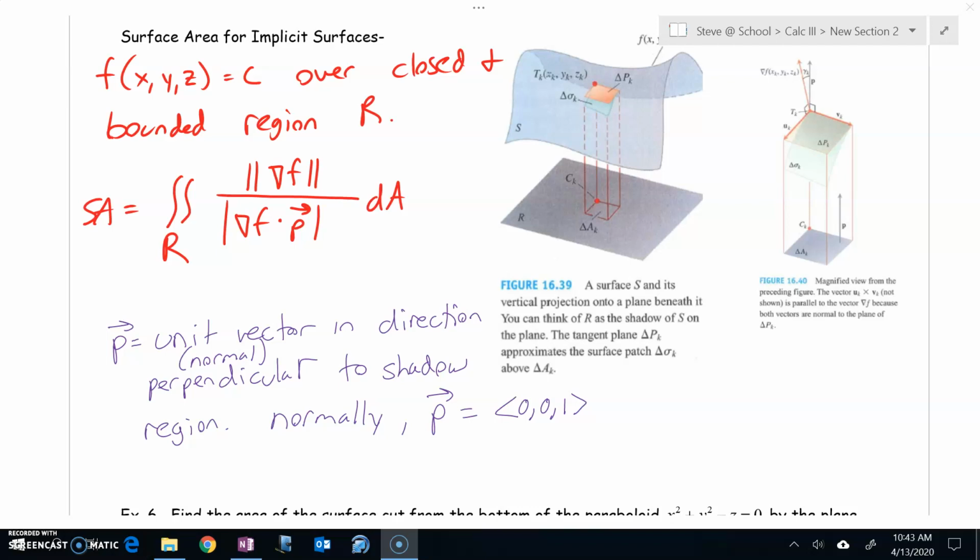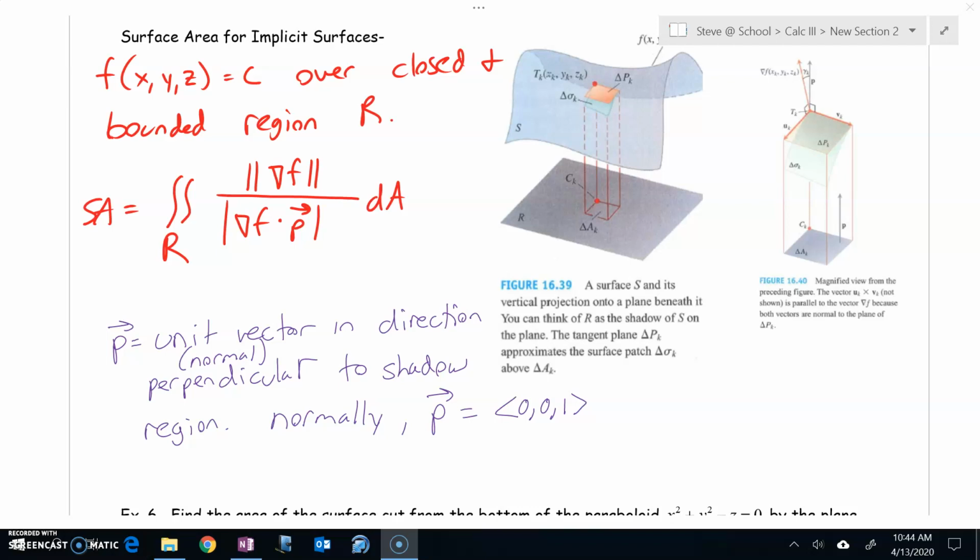There's some good diagrams here that basically tell you how they get the surface area. They approximate a little tangent square and then basically sum those up over the shadow region, as you can see there. And then they come up with how to get that. Again, the only thing you need to know is that if you have a function f(x, y, z) equals c over a closed and bounded region R, then the surface area of that function is the double integral over the shadow region of the magnitude of the gradient of f divided by the absolute value of the gradient dotted with a p-vector.